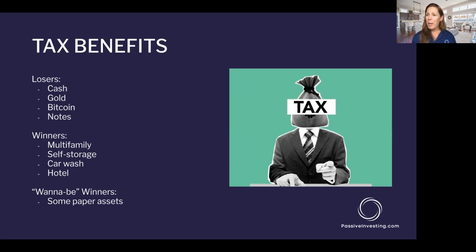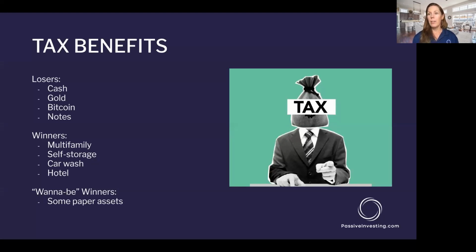There are some paper assets like municipal bonds and real estate investment trusts. They might be able to pass through some tax benefits to the owner or whoever's holding that asset. So there are a couple. I couldn't quite totally rail on paper assets and put them in the loser category, but there are a couple of options in there where tax benefits can pass through.